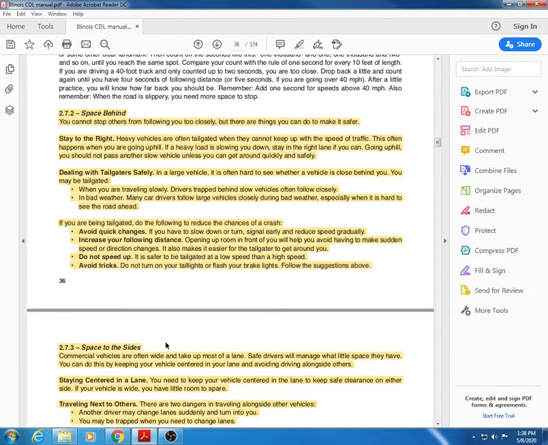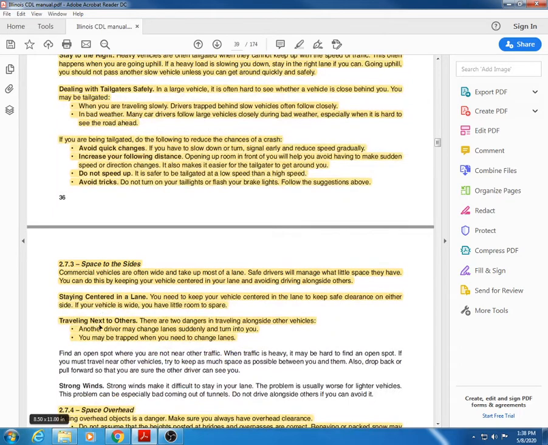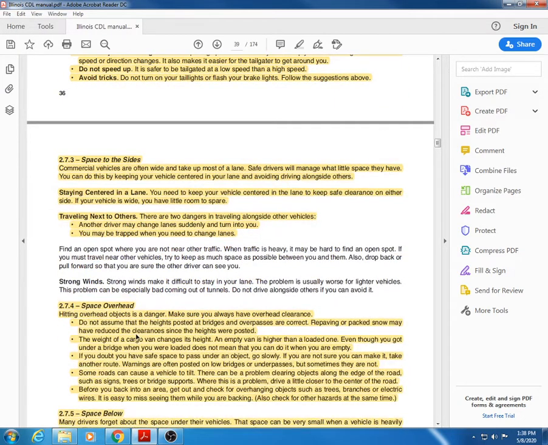Okay, so then space to the sides. And again, you'll be asked questions about where you should drive in the lane of traffic when you're traveling. Traveling next to others, you don't want to do that. Let people get around you or get around people as quick as you can.